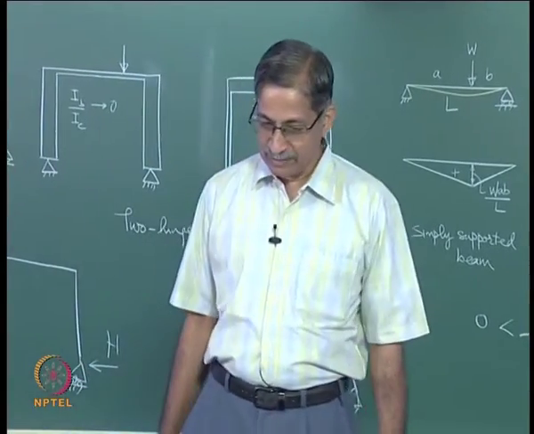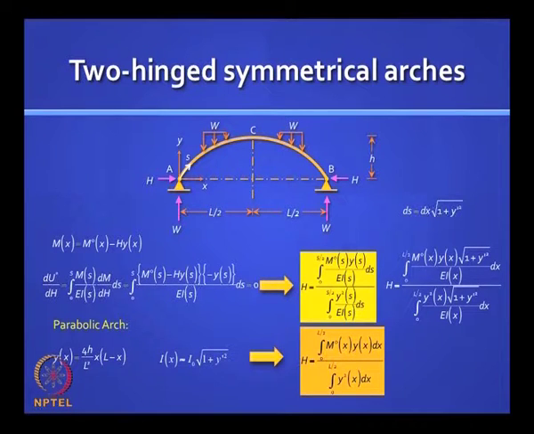Integral y squared dx from 0 to L by 2, this denominator is a constant which you can remember, because y is this, there you are, 4h squared L by 15, okay. That is an easy integration to do. So remember that and you are ready to solve arches.